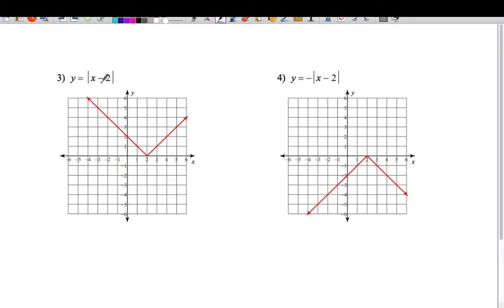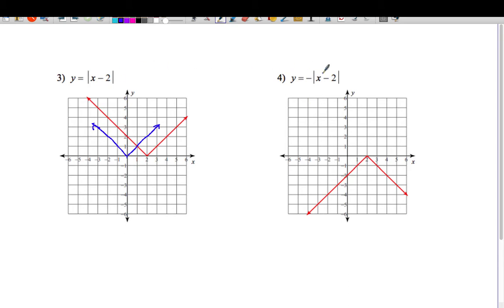The absolute value of x minus 2. So this one translated the graph 2 units to the right from this parent function. We translate the blue graph 2 units to the right, 1, 2, to result at the red graph.